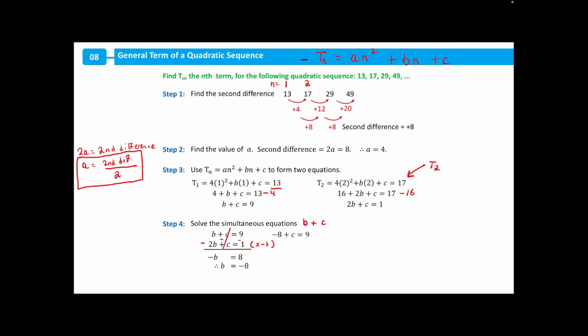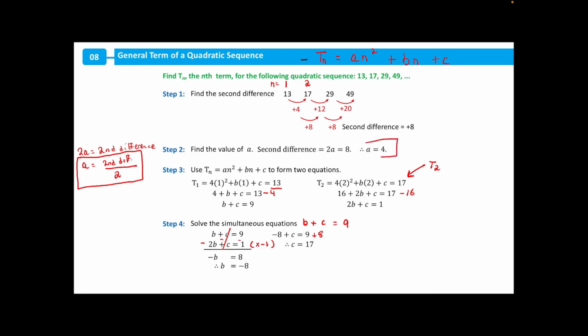So b plus c equals 9. Substituting in my value for b, I get minus 8 plus c equals 9. To solve for c, I will add 8 to both sides of my equation, and I'm left with c equals 9 plus 8, which is 17.